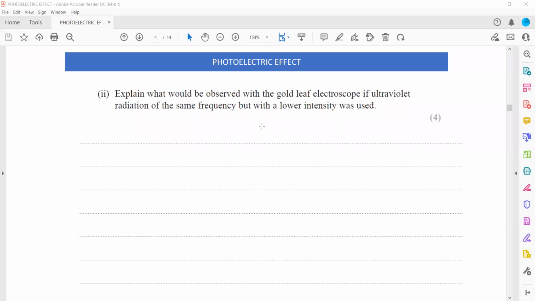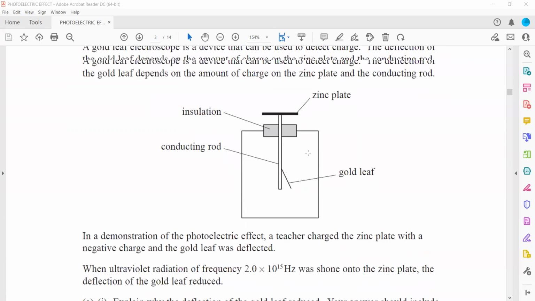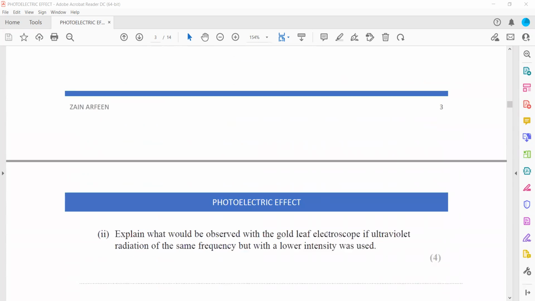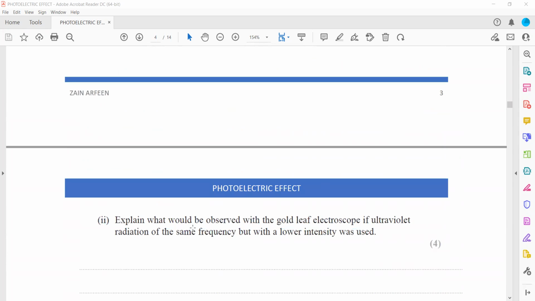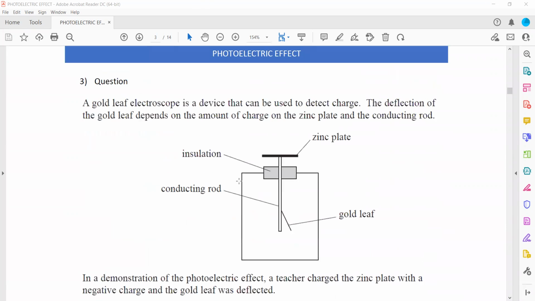The second part: explain what would be observed with a gold leaf electroscope if the ultraviolet radiation with the same frequency but lower intensity is used. Like we are using the same ultraviolet light, same frequency, same energy, but low intensity. In terms of particle nature, changing the intensity means changing the number of photons. If we increase the intensity, the number of photons increases. So if we decrease the intensity, it means the number of photons decreases.